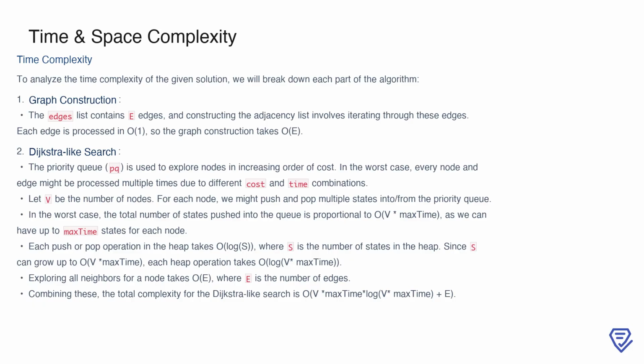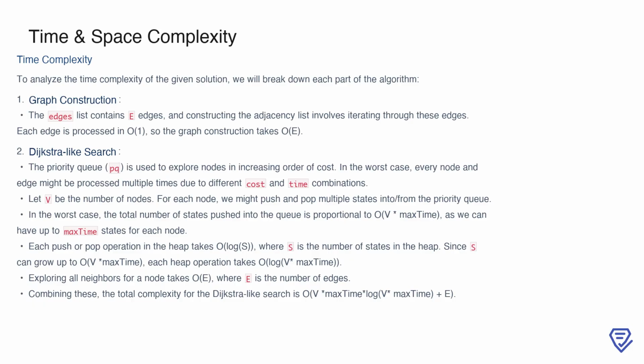Here, the priority queue is designed to explore nodes in increasing order of cost. In the worst-case scenario, we might process every node and edge multiple times due to different combinations of cost and time. Let's denote the number of nodes as V. For each node, it's possible to maintain up to max_time states, as we track different time states for that node. This means the total number of states pushed into the priority queue can go up to O(V * max_time).